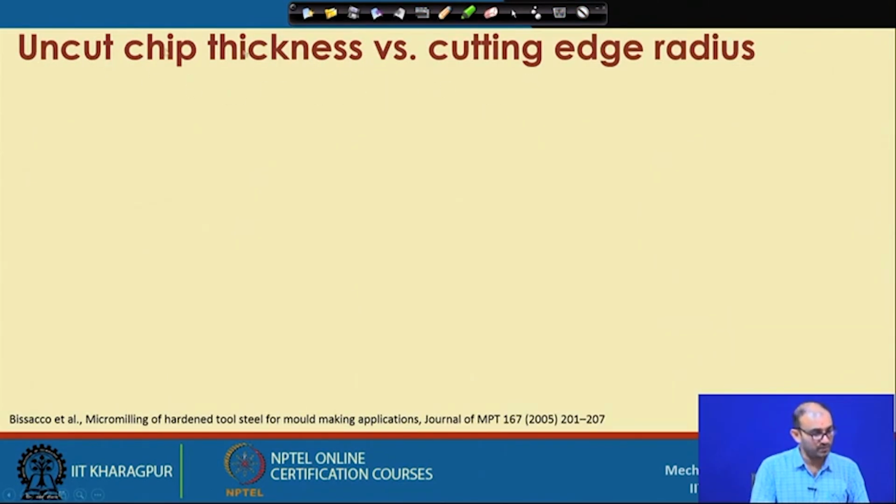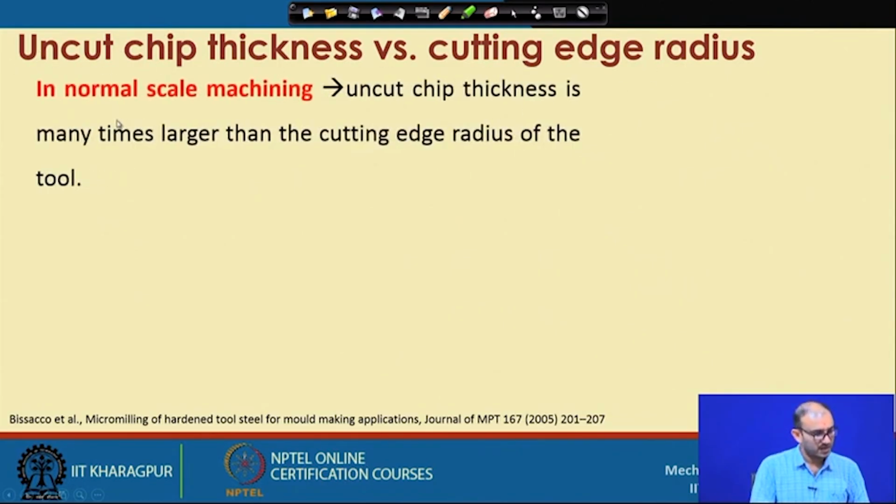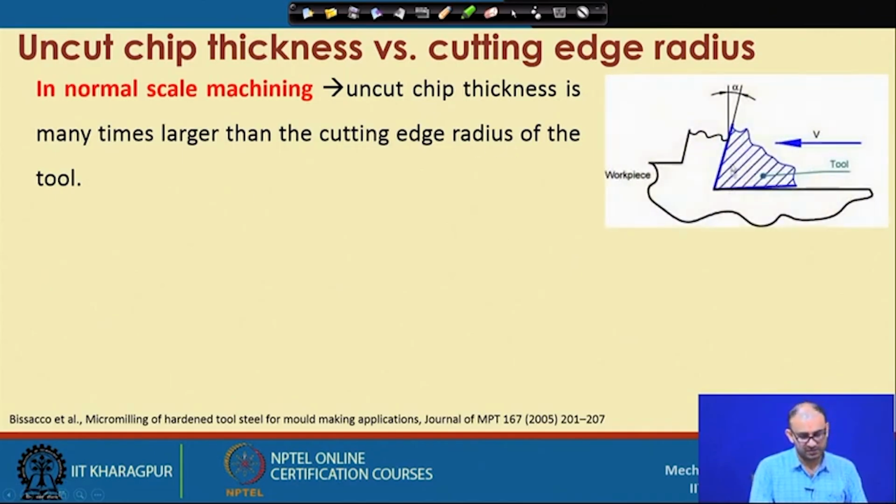Then coming to another very important parameter, that is the uncut chip thickness versus the cutting edge radius. Now in macro scale or normal machining, we have seen that our uncut chip thickness is many times larger than the cutting edge radius of the cutting tool. So this figure we have seen, and it is very easy to remove material. So this is our uncut chip thickness, HC, and you will get a small r here. Let us consider this is the r, right. So here we can write HC is many times bigger than r.